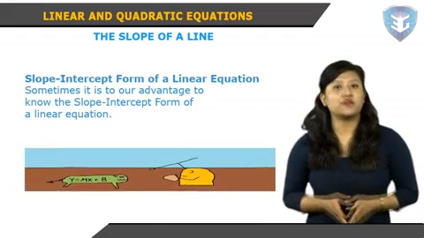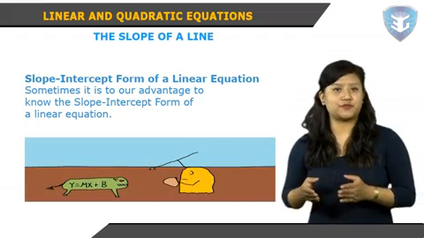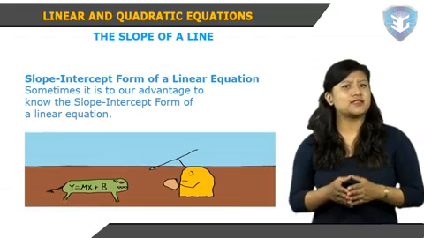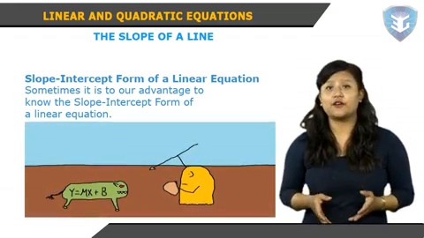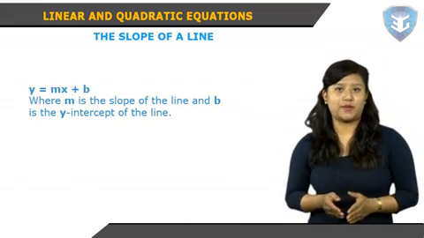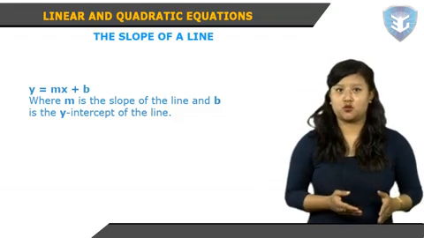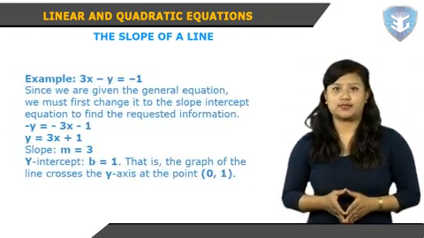Slope-intercept form of a linear equation. Sometimes it is to our advantage to know the slope-intercept form of a linear equation. It is simply a special way of rearranging the terms in the general form. All you have to do is isolate the y variable on the left side. y equals mx plus b, where m is the slope of the line and b is the y-intercept of the line. Let us look at an example.